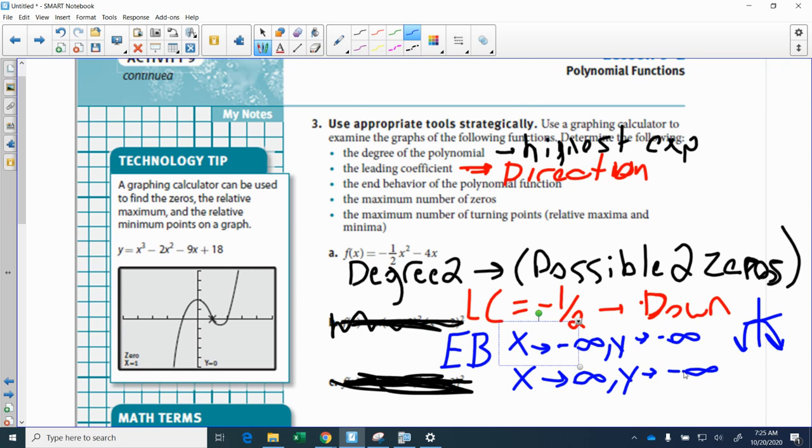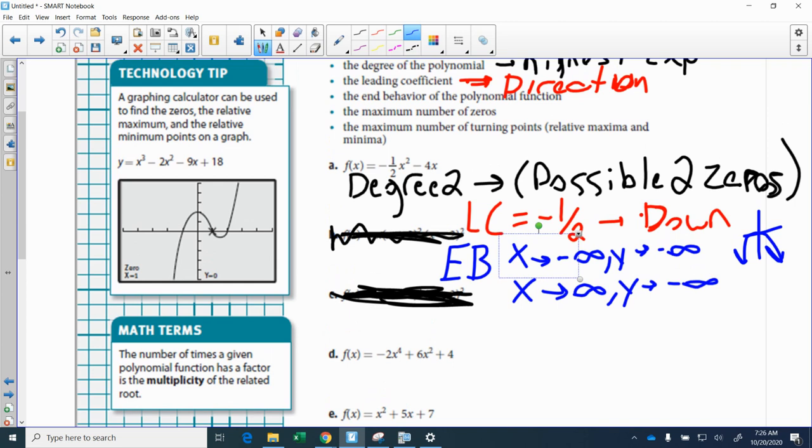The next one, the maximum number of zeros. Well, that's based off the degree. We've already talked about that, okay? The maximum number of zeros in this problem is going to be 2 because I have a degree 2 polynomial. The last one we want to talk about is turning points, okay? What are the maximum number of turning points? And understand a turning point is literally what it's described as. Where's the graph turning and going another direction? Basically an increase to a decrease or a decrease to an increase, okay?